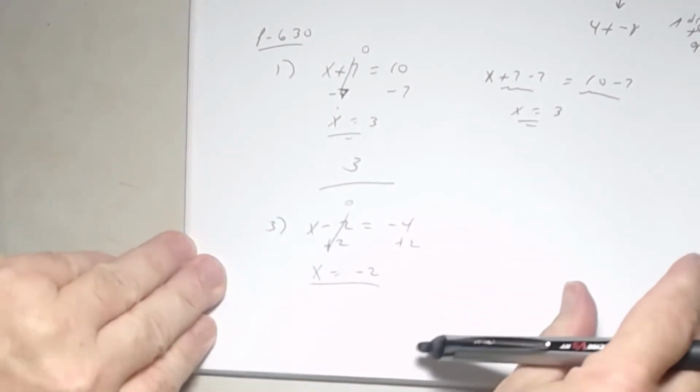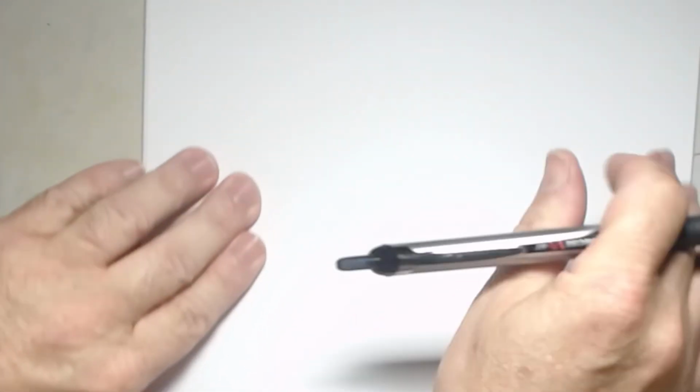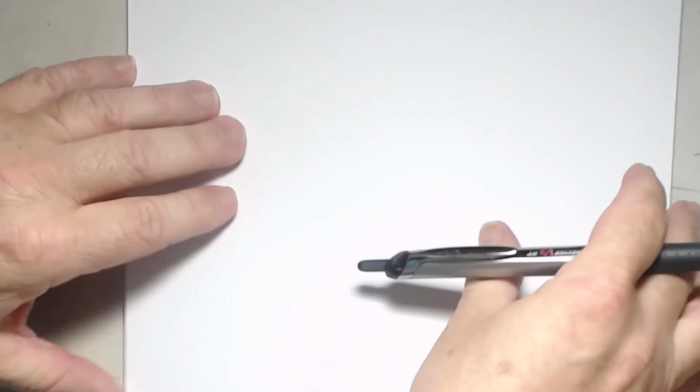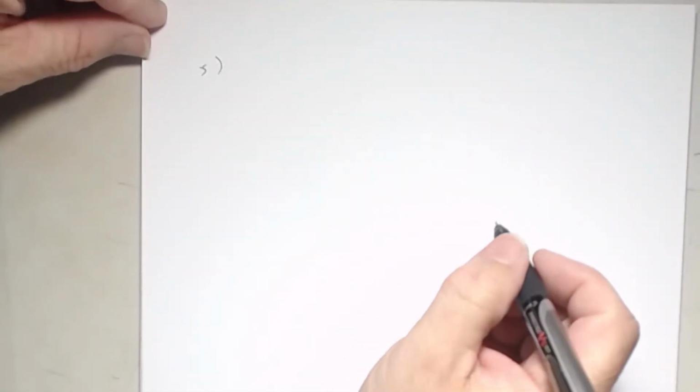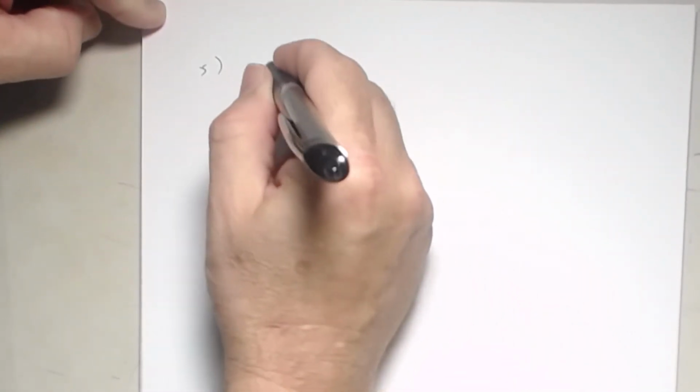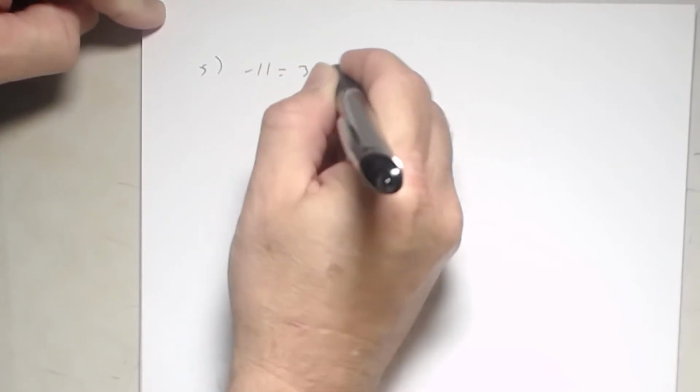All right, and then number 5. Number 5. You have negative 11 equals 3 plus x. Now sometimes the variable is going to be on the right side. It does not matter. Either you can say x equals the number or the number equals x. It does not matter.